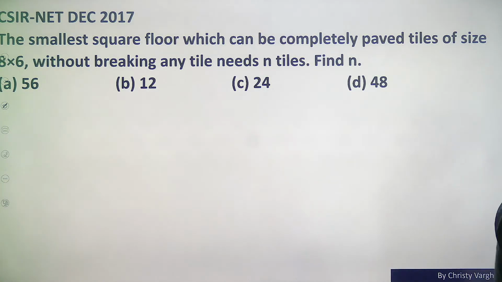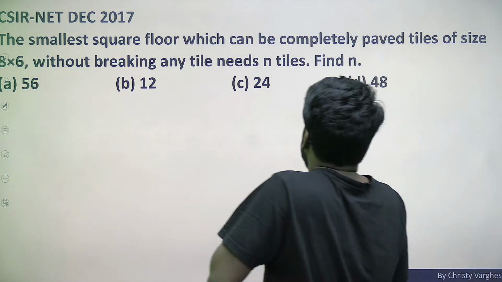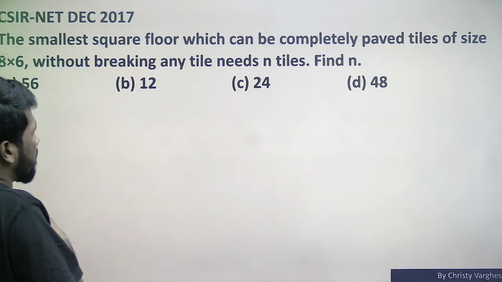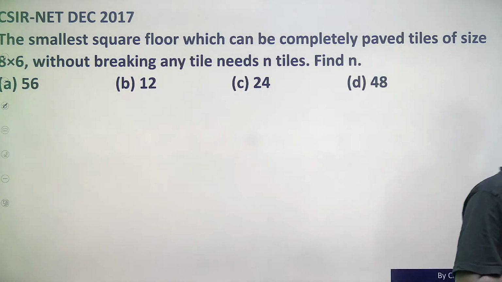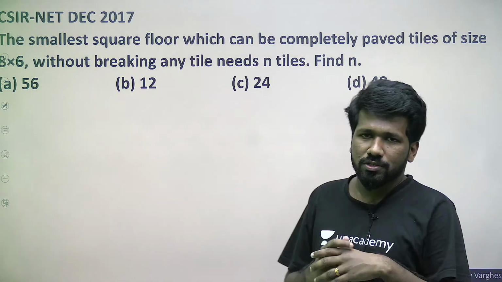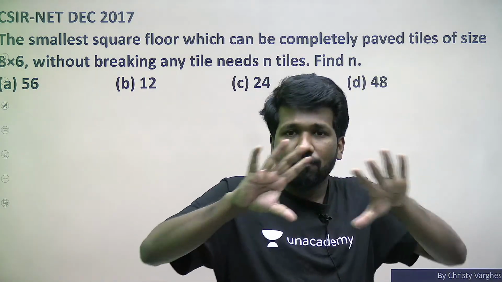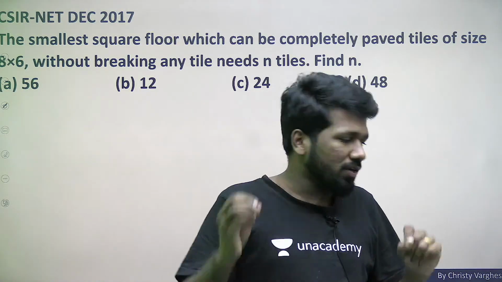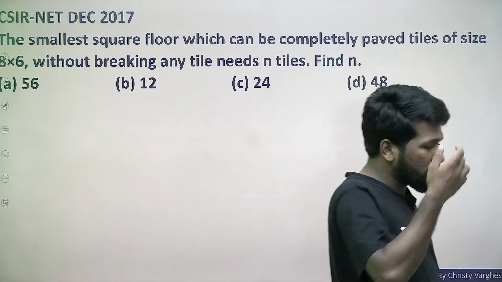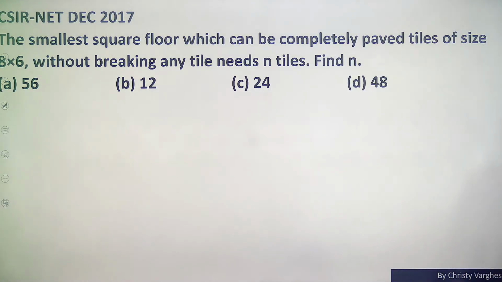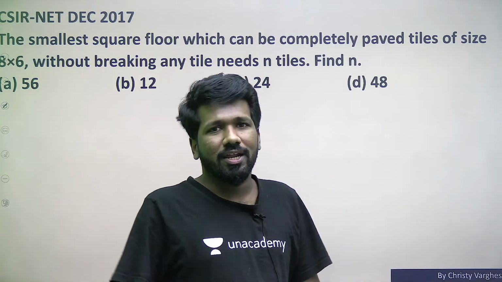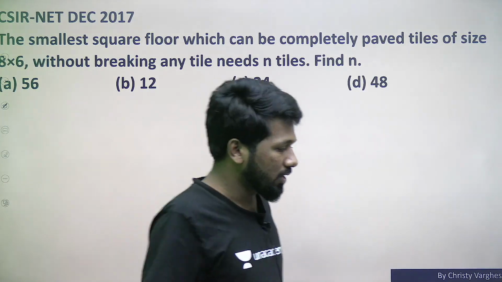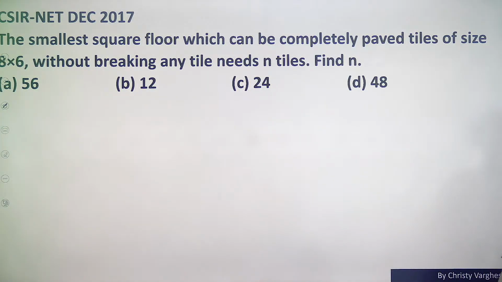Very good. Many of you got it. The smallest square floor which can be completely paved, of size 8 by 6. What's the difference of this question from previous questions? In the previous question, the dimension of the floor was known, but the dimension of the tile was unknown. But here it is the other way around. The dimension of the tile is known, but the dimension of the floor is not known. And the tile is not a square tile. Here it is a rectangular tile, but the floor is square, unlike the previous case. So that is the difference of this question from the previous question.